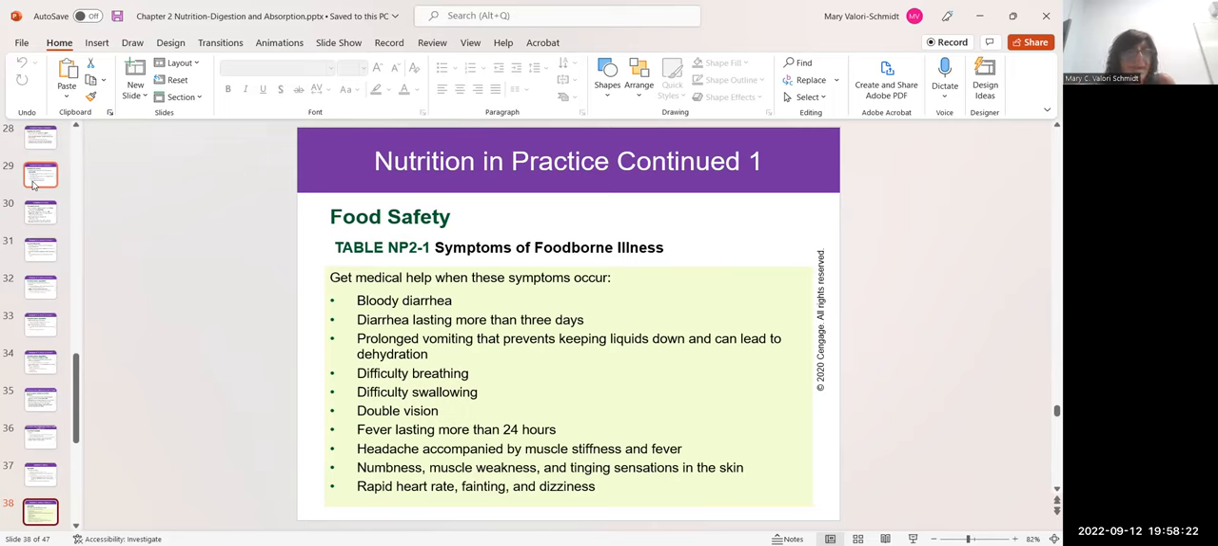Prolonged vomiting. If you can't keep anything down at all, yeah, you should go see somebody. If you can't breathe, probably you need help. Difficulty swallowing, double vision, fever that lasts more than 24 hours. And fevers are a good thing.